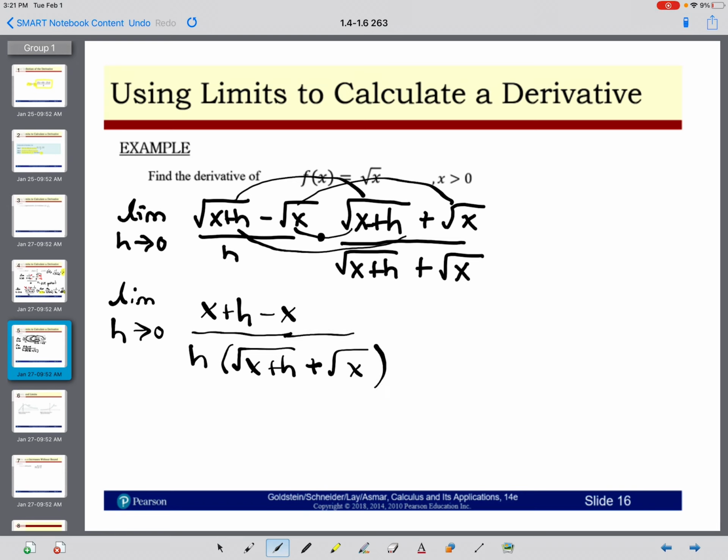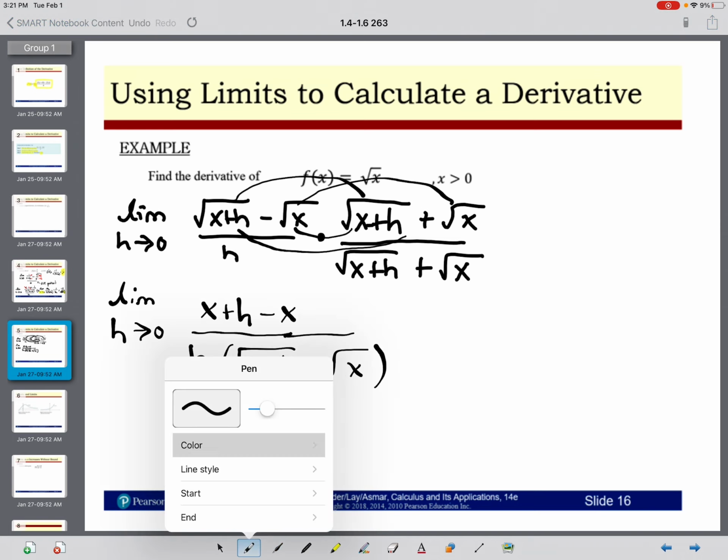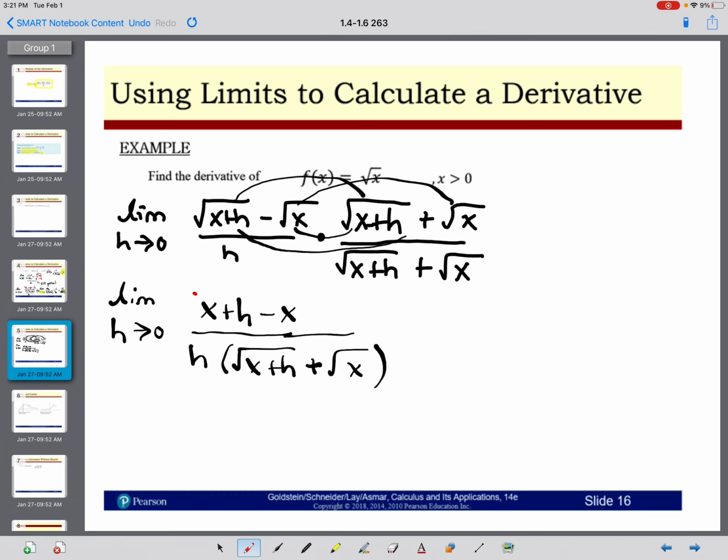Okay, and so now we're going to continue simplifying, noticing here that our x's subtract out, our h's divide out, leaving us with just 1, and now we're all set to let h go to 0. So letting this h go to 0, I have 1 all over the square root of x plus the square root of x, which is 1 all over 2 times the square root of x, which is our derivative. So that's our final answer.